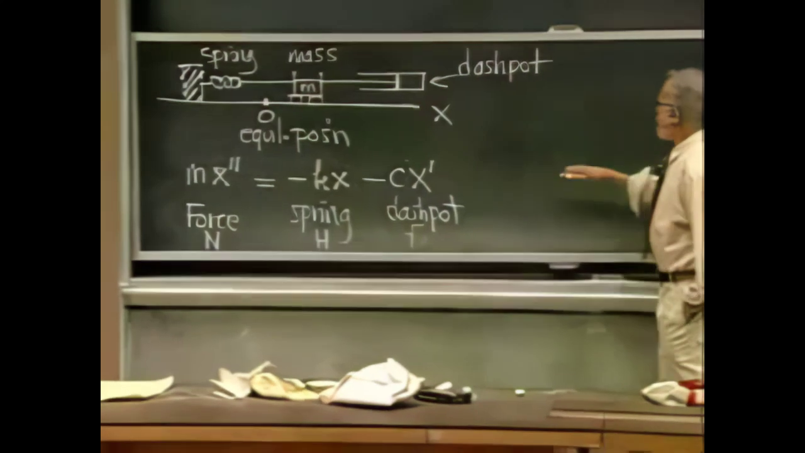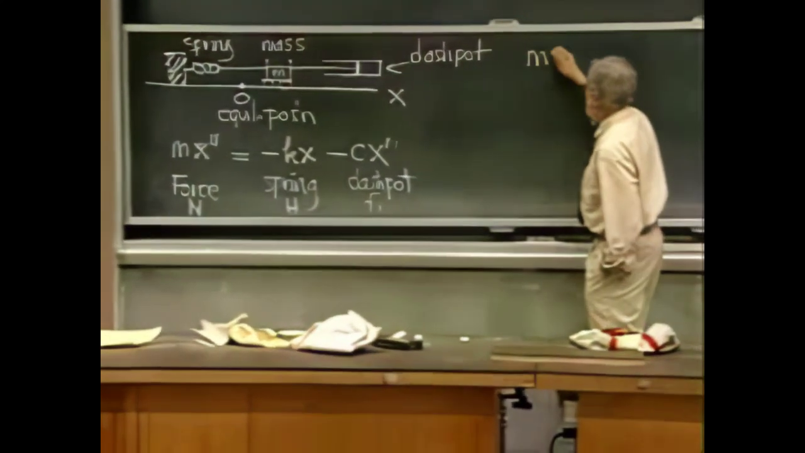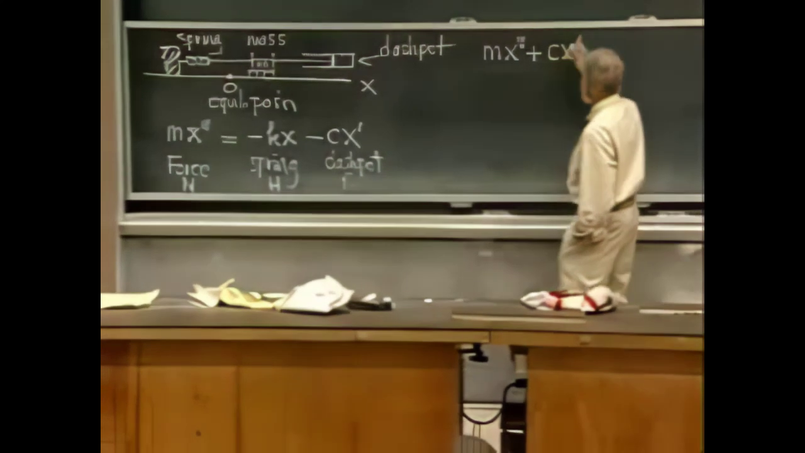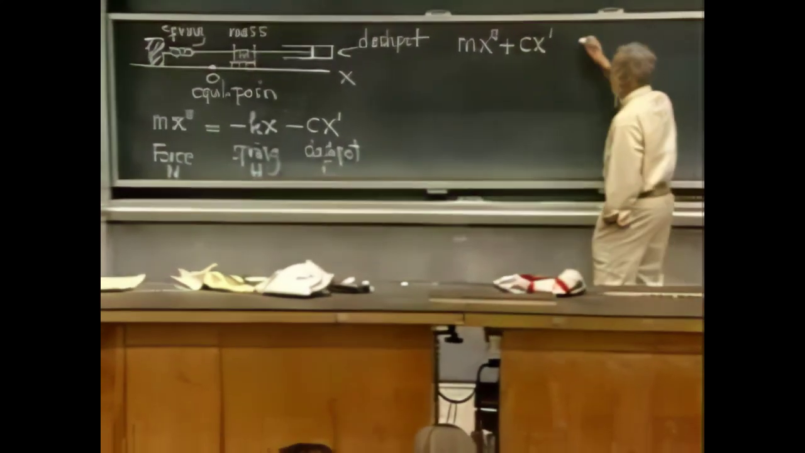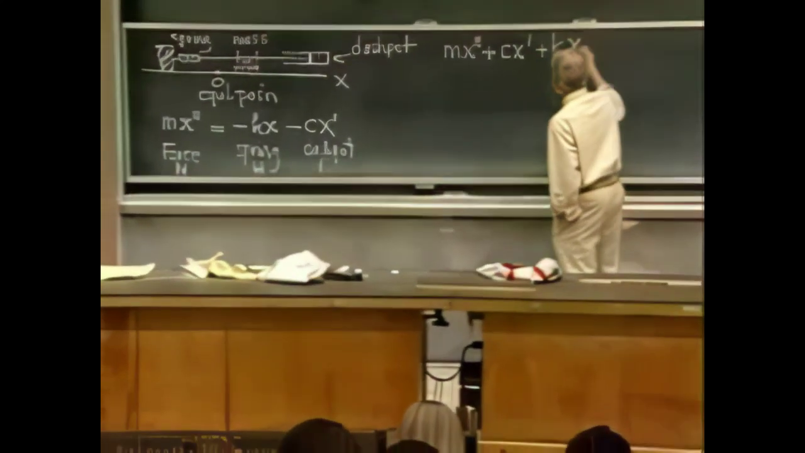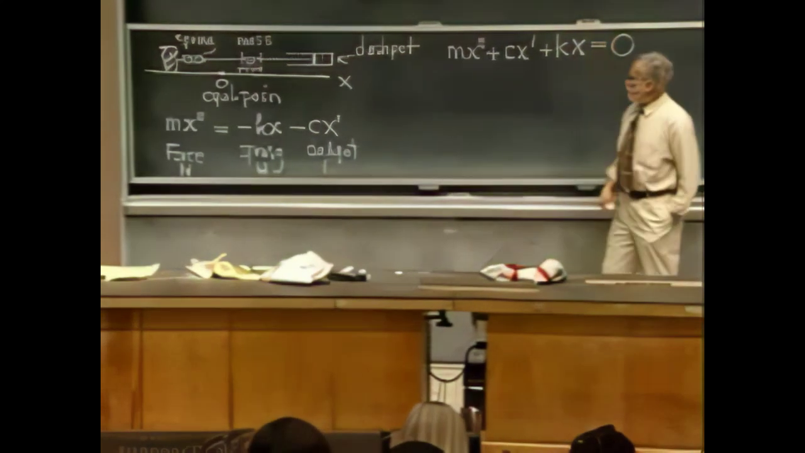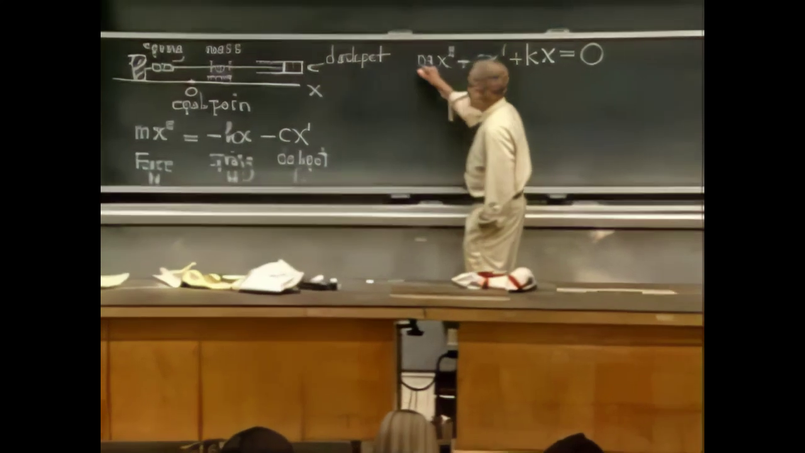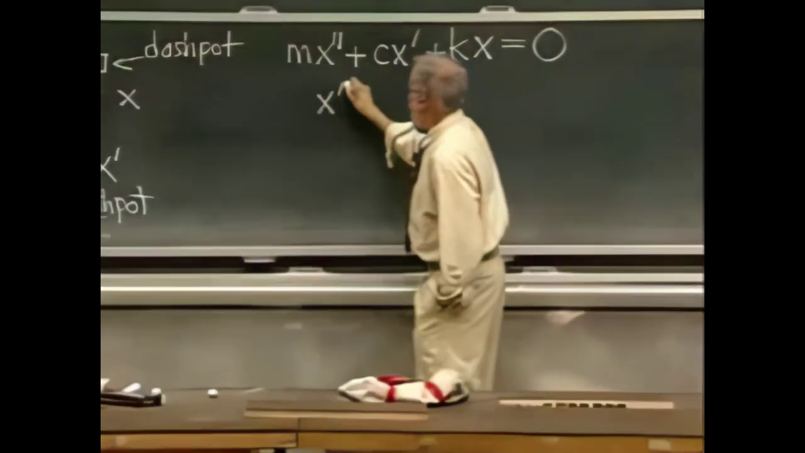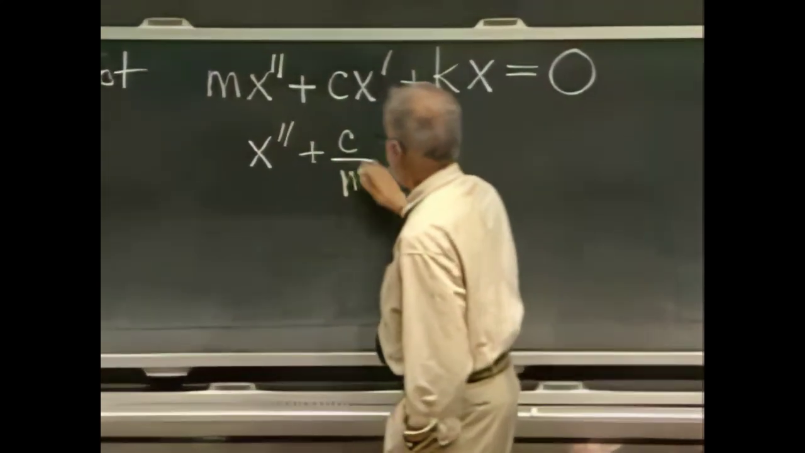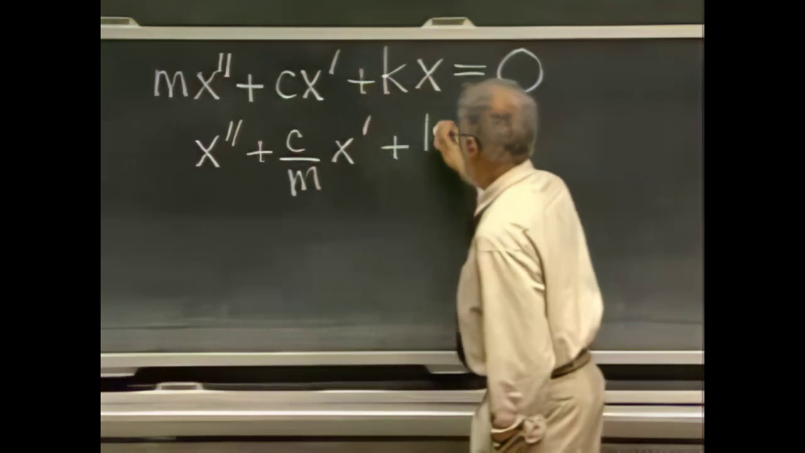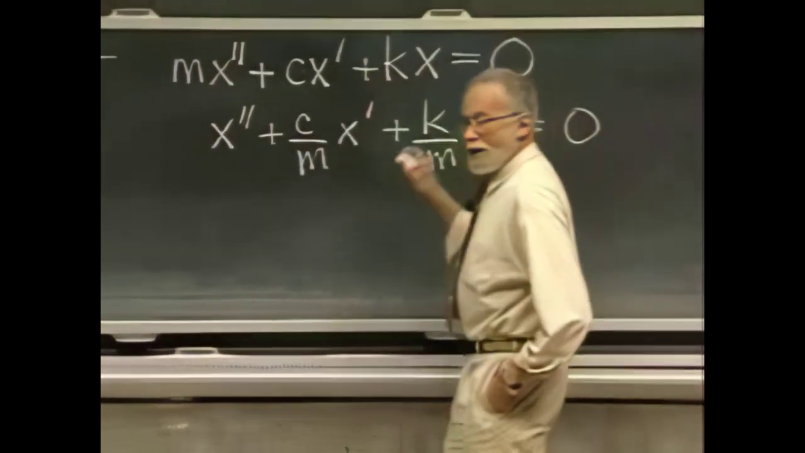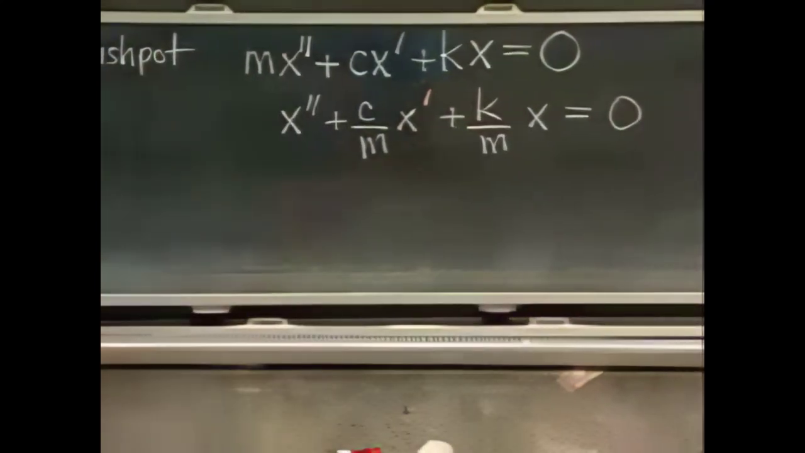And when you write this out, the final result, therefore, is mx double prime plus cx prime. It's important to see where the various terms are, plus kx equals 0. And now that's still not in standard form. To put it in standard form, you must divide through by the mass, and it will now read like this: x double prime plus c over m times x prime, plus k divided by m times x equals 0. And that's the equation governing the motion of the spring.